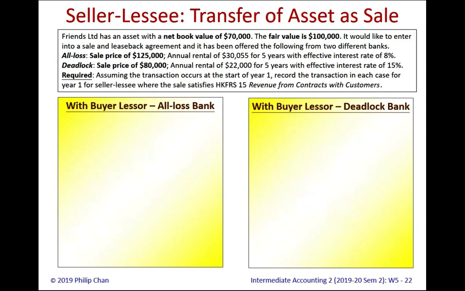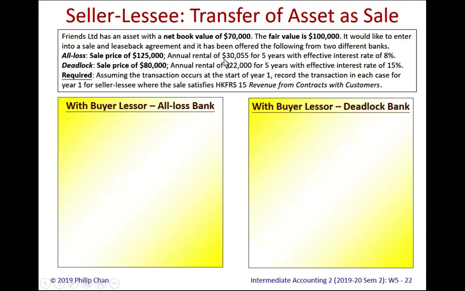Okay, let's continue with the questions, and now we have 2 more banks. All the details on the first 2 lines at the top are exactly the same, but now the 2 banks here, All Loss and the Deadlock, are having 2 different prices here.